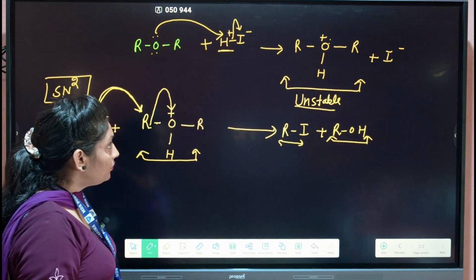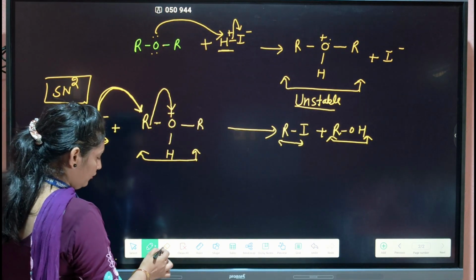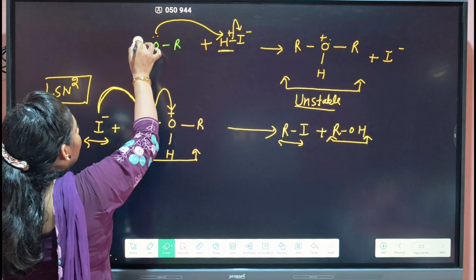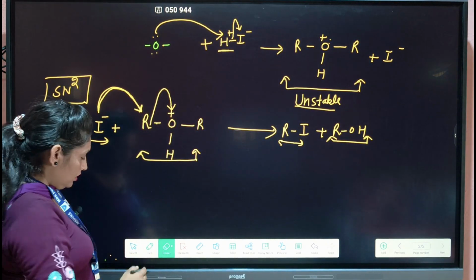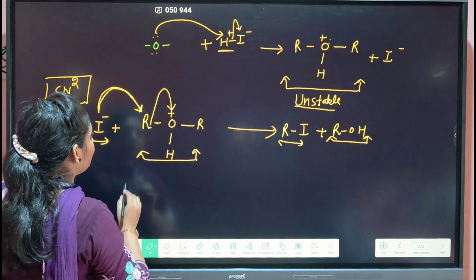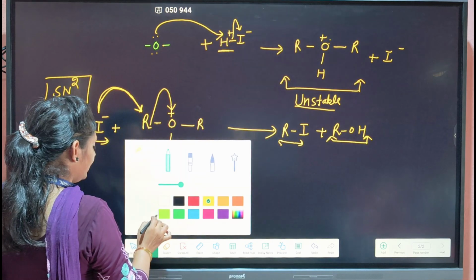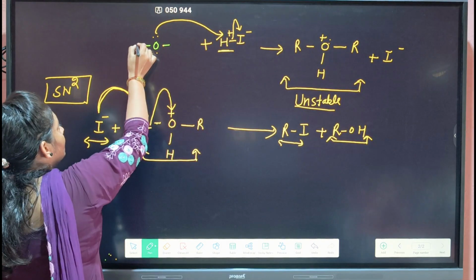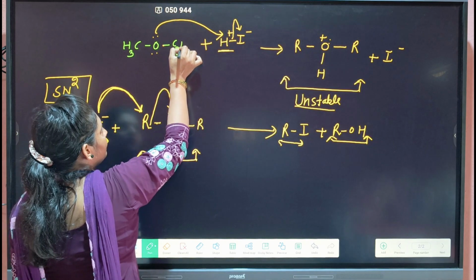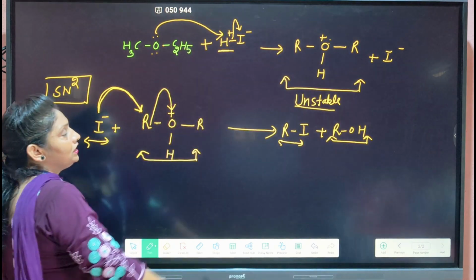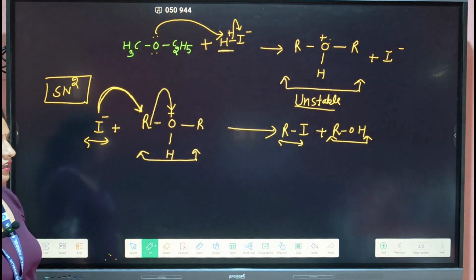Okay, students. But let us consider that in place of this R, because this alkyl group may be any methyl, ethyl, propyl, if we have here CH3, but here C2H5.